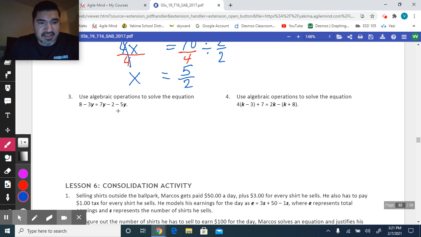So the first thing I am looking at, can't really do anything here. Let's take a look at this side. We've got 7y and minus 5y. I can work with that. 7y minus 5y is 2y. So I'm going to go ahead and write 2y, and then I'm just going to bring this minus 2 down. The only thing I did was combine 7y with minus 5y. That's the only thing that changed. Everything else is going to stay the same.